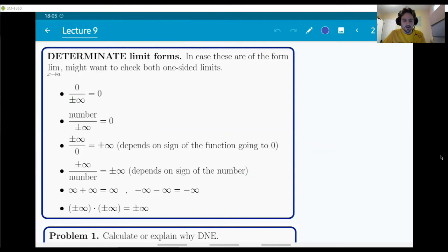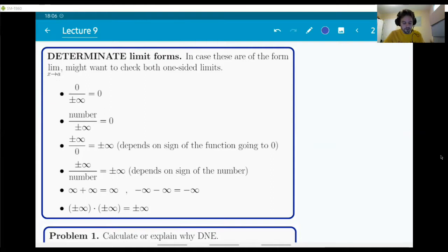The first thing I wanted to remind you, this comes up in limits involving infinities. There are limit forms which are actually determinate, meaning you don't need to simplify them. You can always find a value for them, or infinity or minus infinity. But be careful with these in cases of one-sided limits. In the cases where the limits are at a point A instead of infinity, you might want to check one-sided. So you'll see what I mean. But I just wanted to mention what they are.